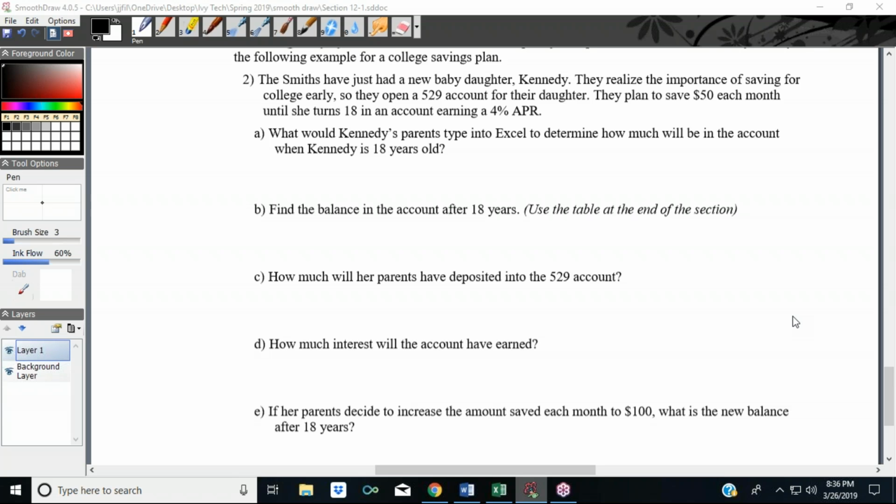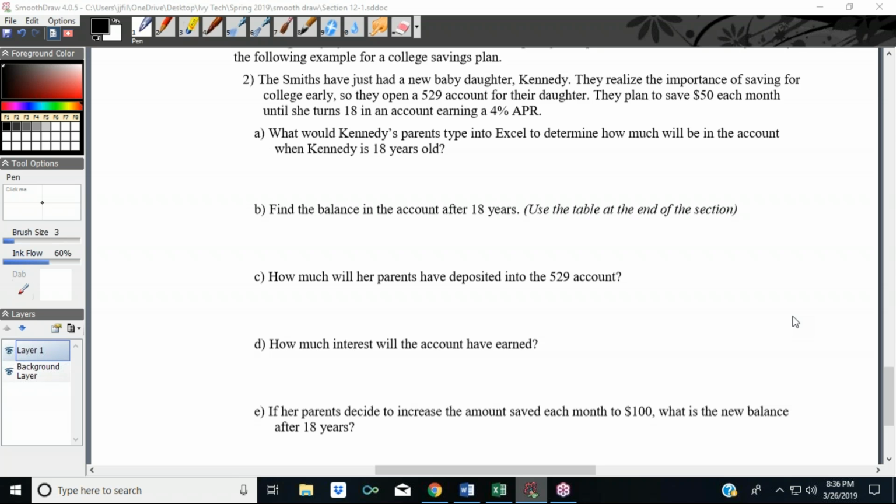All right, so what would Kennedy type in? She would type in equals FV, don't forget the equals sign, and then parentheses, and just like Kendra has in the chat, 0.04 divided by 12, so 4% monthly, and then 12 times 18 years, and then negative 50. Remember that negative is working for all three of these functions we're using in Excel from last week and this week, because it's representing that money is going out. And so here's what you're going to end up with. It gives you a positive value when you're done.